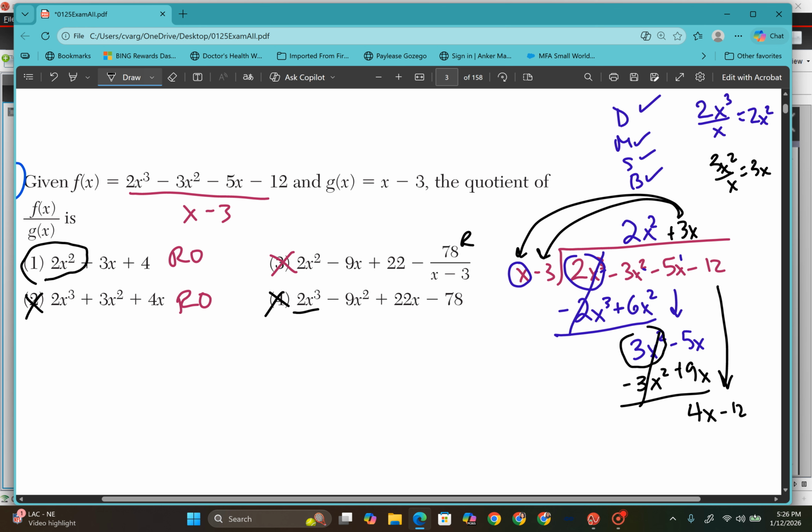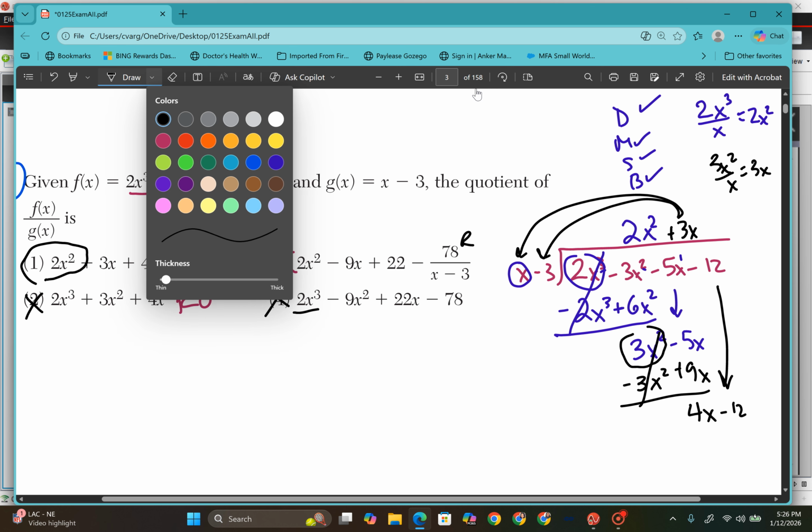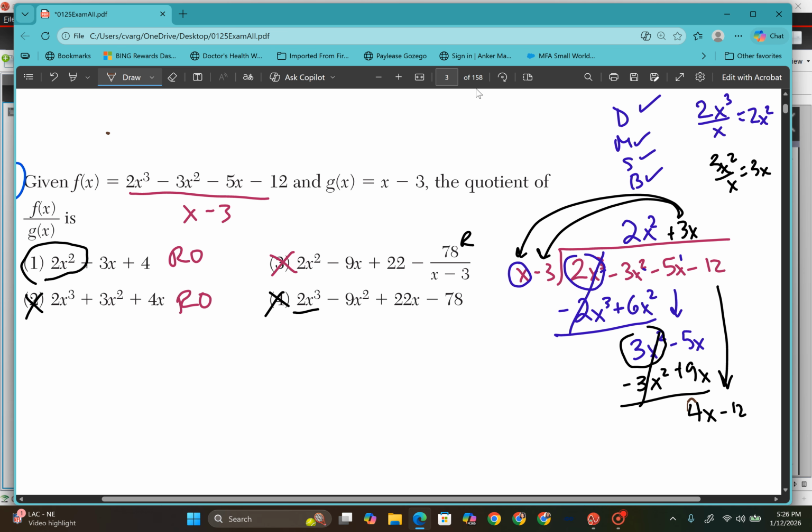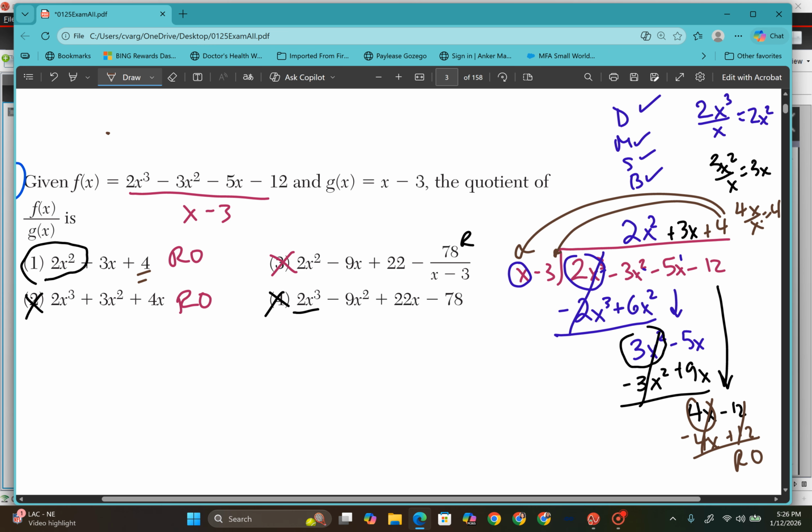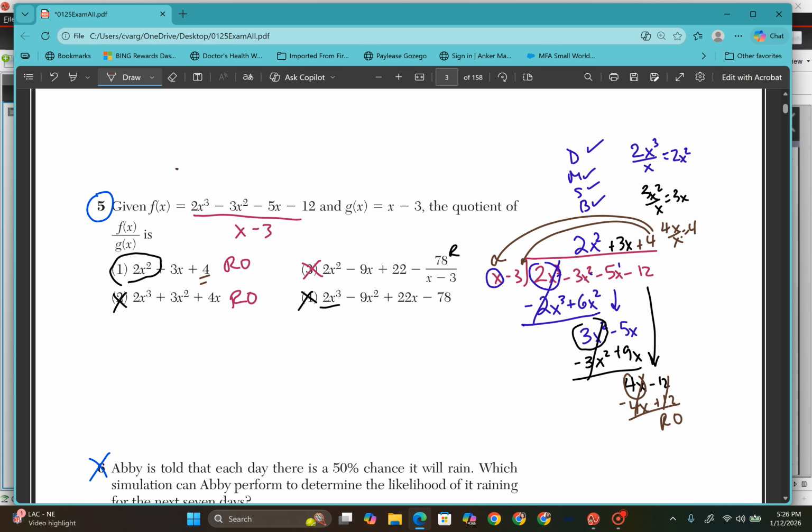Okay. So the next thing that we're gonna do, let's do brown, is see how many times 4x goes into 4x. So 4x divided by x is 4. So I'm gonna do plus 4. And then we're gonna multiply. 4 times x is 4x. Change the sign. 4 times negative 3 is negative 12. Change that sign, and we get a remainder of 0. Cool. So our answer choice is 1.